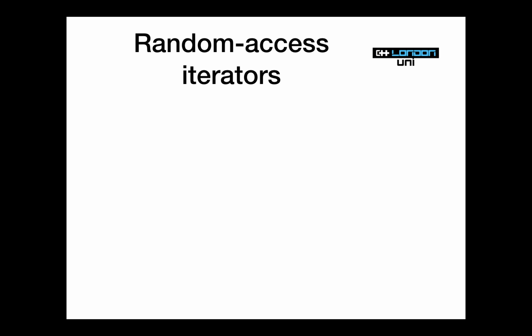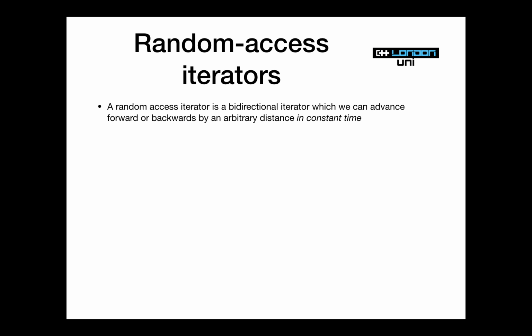And that brings me to random access iterators. Random access iterators are the most powerful iterator category. They're the best ones. They're the nicest. They're the guys we really like. A random access iterator is a bidirectional iterator, so you can move forward or backwards, but you can move forward or backwards arbitrary distances quickly.